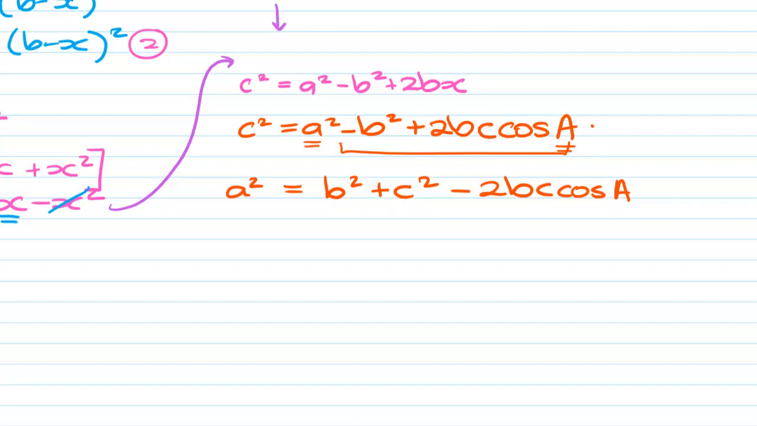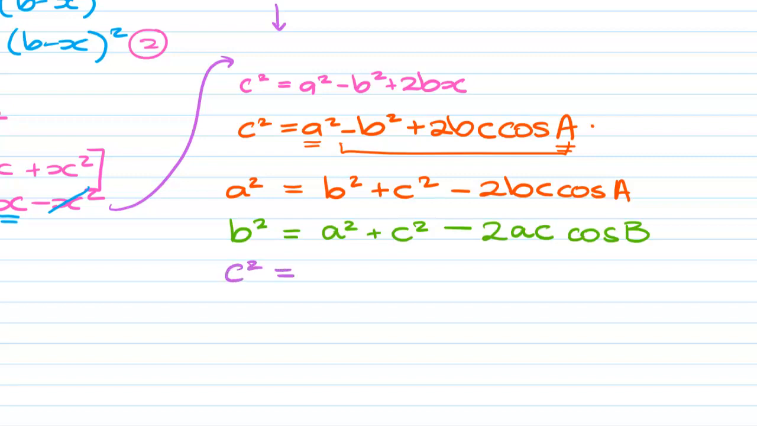Now, this is just in terms of a squared. There are multiple versions of this formula. We could have written it in terms of b squared at the front. If it's b squared, instead of b squared plus c squared here, we're going to have a squared plus c squared minus, and now I imagine that this letter here and this letter here sort of jump over here without the square. So that becomes 2ac cos, and then this angle here needs to be the angle associated with this side, so cos B.